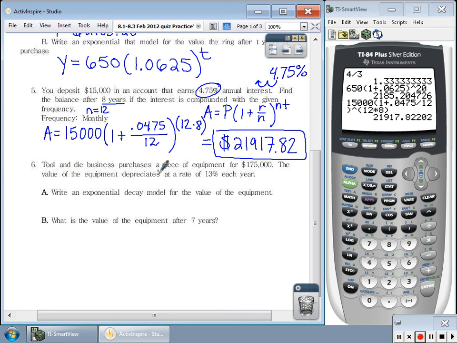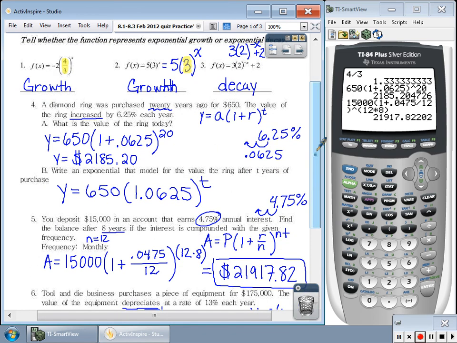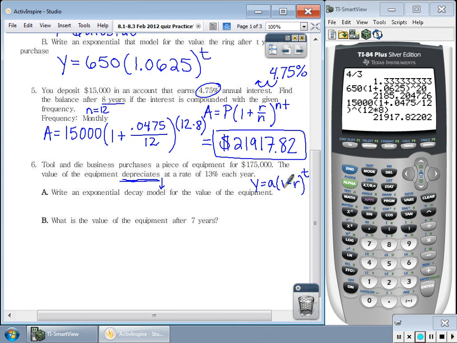Todd and Dye business purchases a piece of equipment for $175,000. The value of the equipment depreciates. Remember, depreciate means it's going down, at a rate of 13% each year. We want to write an exponential decay model, and this is another one that you have to remember. If it's going down, y, the value, is going to equal the initial amount times 1 minus r raised to the t power. Remember, if it's going down, it's minus. It's the same formula as what was written here, except the plus changes to a minus.